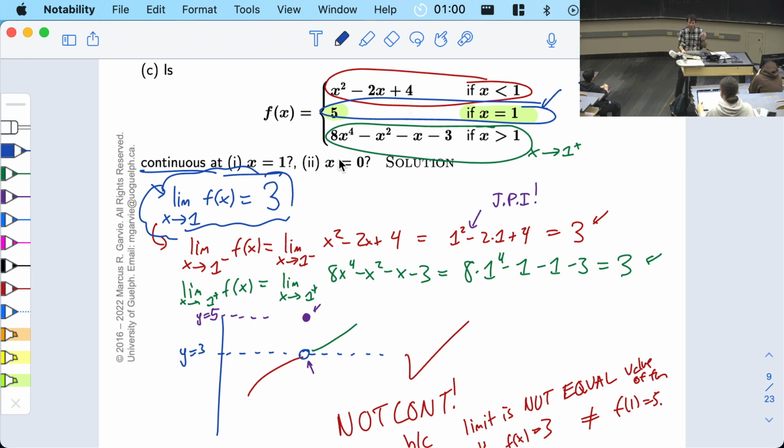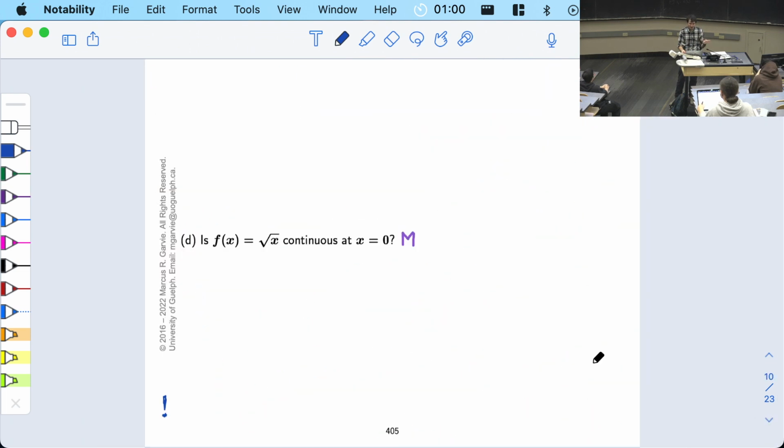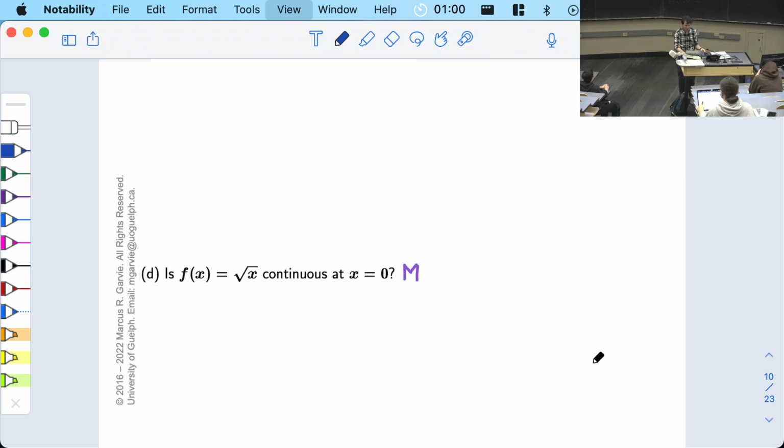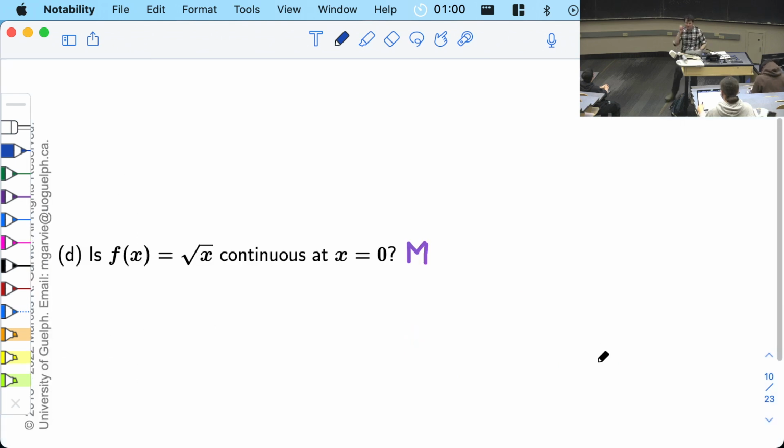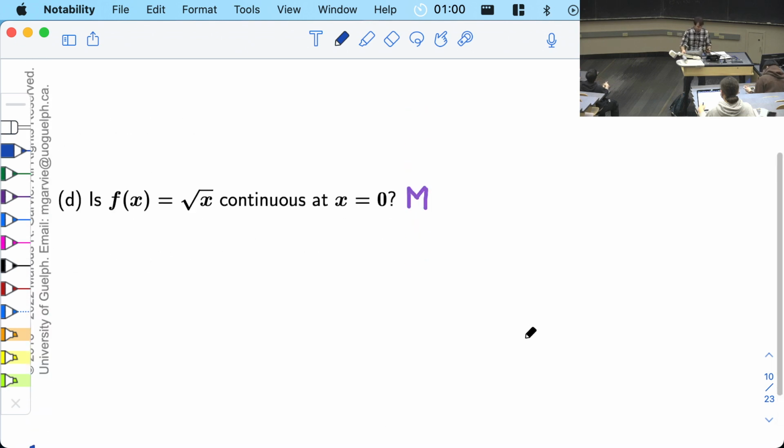We're starting with the same exercise as before, but part D of the exercise. On page 405 here: is the function f of x equals square root of x continuous at x equals 0? Very innocent sounding question. Why would there be any issue with this question?